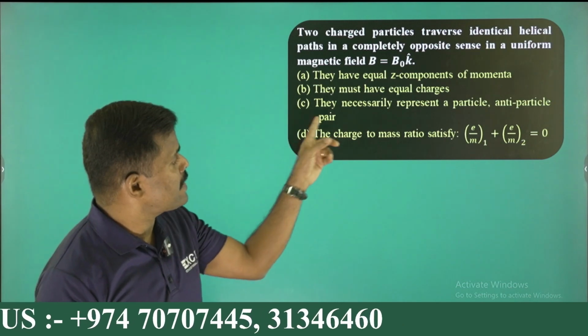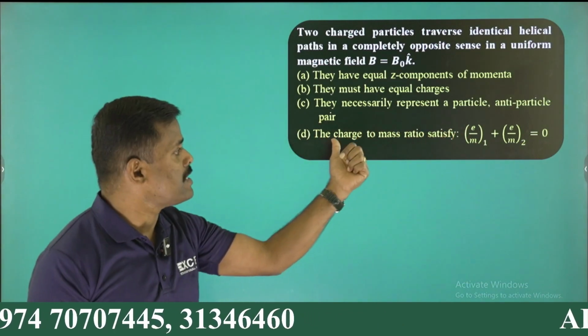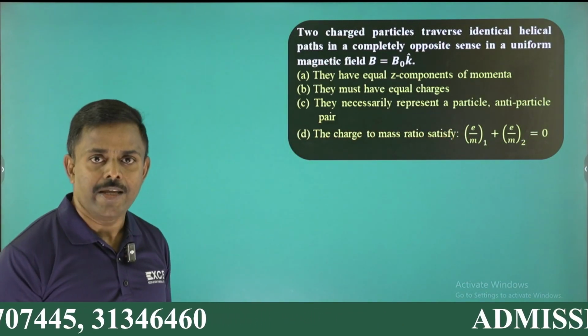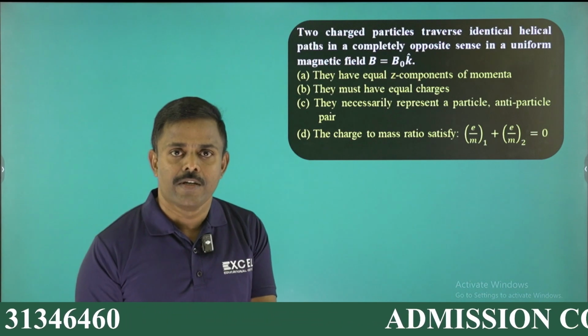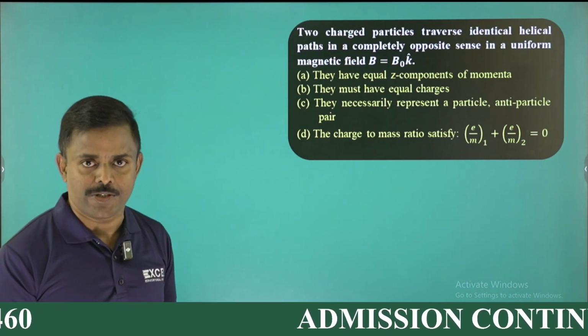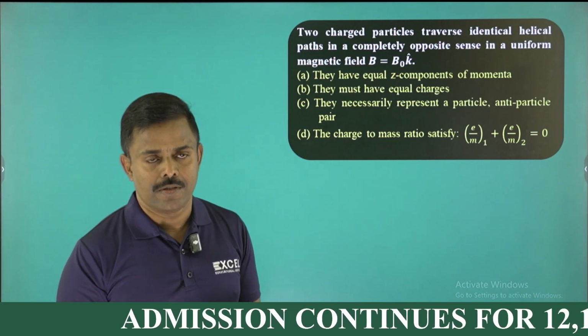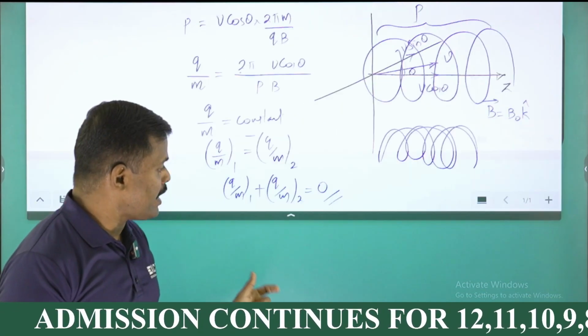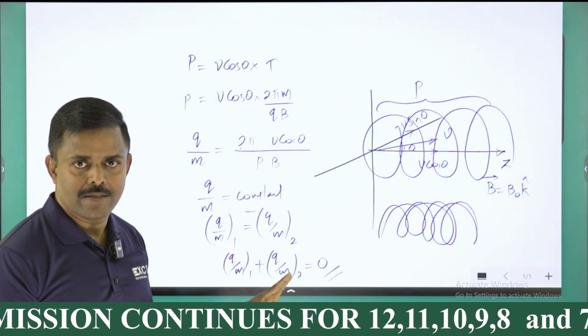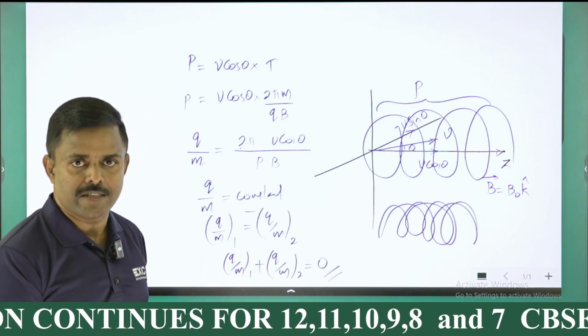Option C, they necessarily represent a particle antiparticle pair, not necessarily. What is an antiparticle? For an electron, the antiparticle is the positron, whereas for a proton, the antiparticle is the antiproton. Here, they are not necessarily a particle-antiparticle pair. Basically, they are two particles with opposite charges.